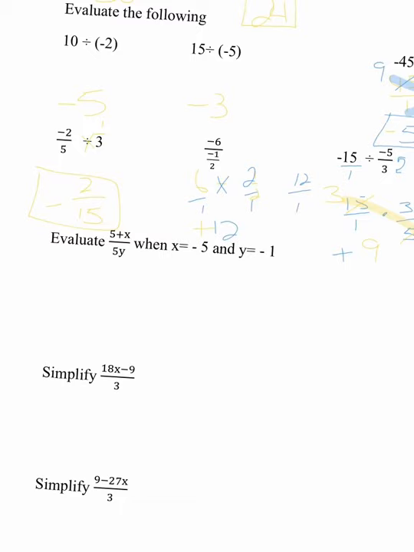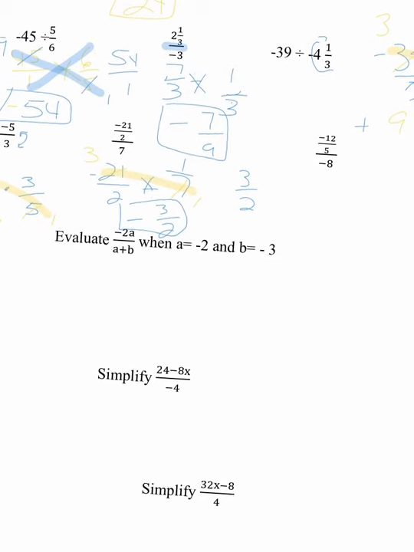So when x is negative 5, all you're doing is plugging this in. So 5 plus x, which is negative 5, divided by 5 times y, which is negative 1. You do the top and then you do the bottom. So 5 plus a negative 5, opposite signs we subtract. So 5 minus 5 is 0. 5 times a negative 1, we have only one negative, so it's a negative. 5 times 1 is 5. So 0 divided by negative 5 is just 0. 0 divided by anything is just 0.